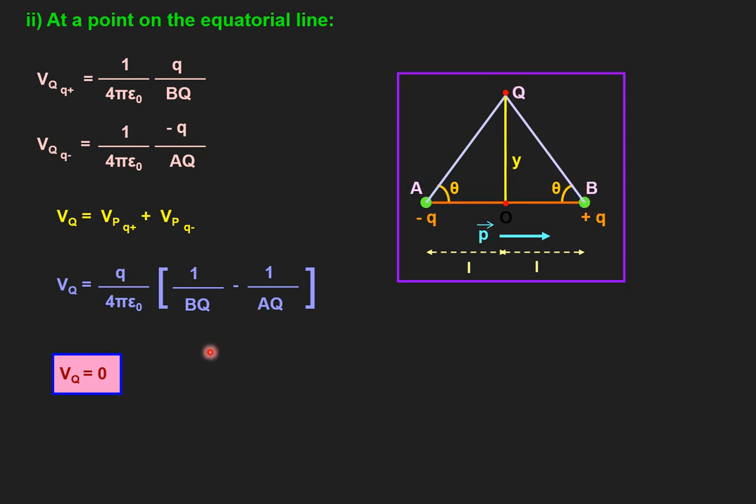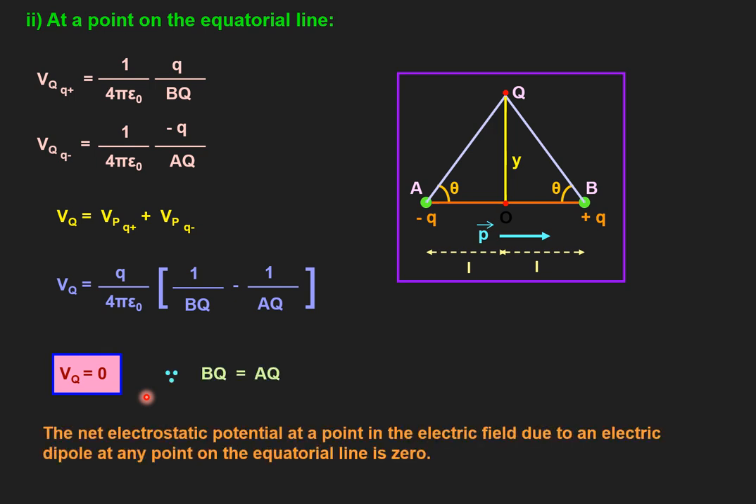So the net electric potential will be the summation of the electric potential due to the individual charges. Here it is positive, here negative. Since BQ and AQ are the same, this thing minus the same thing will be 0. So we can conclude that the electric potential due to an electric dipole at its equatorial line is 0. The net electric potential at any point on the equatorial line of an electric dipole is 0.